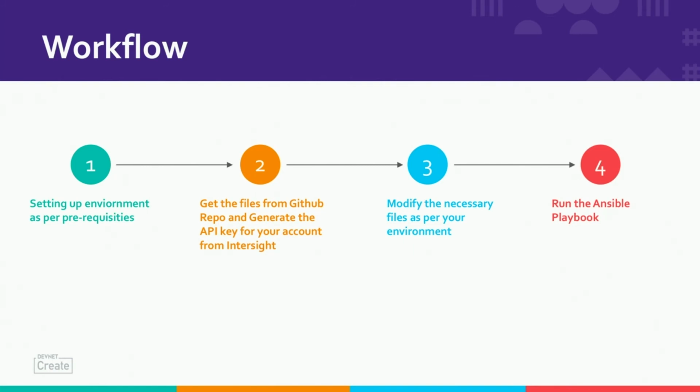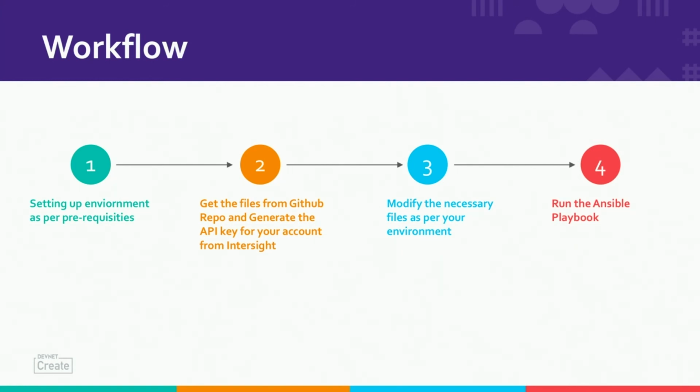But just from the logical workflow, there are 4 high-level steps from setting up the environment to running the script. The first is to set up the environment, so make sure you have the relevant libraries and packages installed, for example Python, Ansible, and Git. The second step is to get the files from the GitHub repository. Once you have downloaded those files to your local workstation, you also need to make sure you have the relevant API key for your Intersite account. So you need to go into Cisco Intersite and generate the key from there.